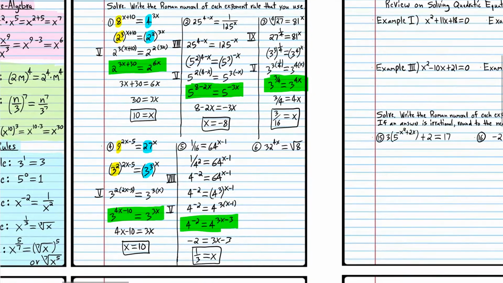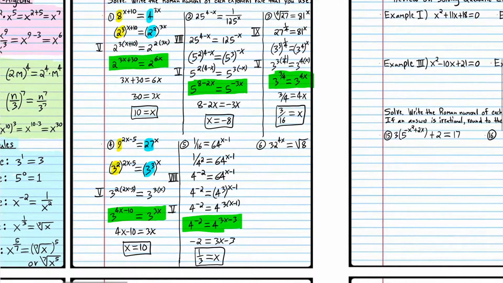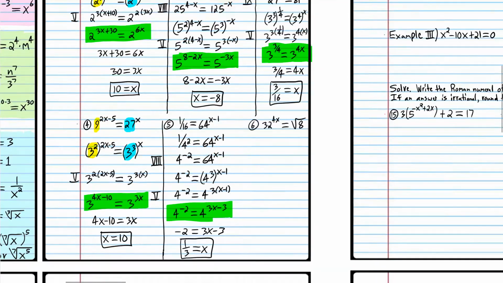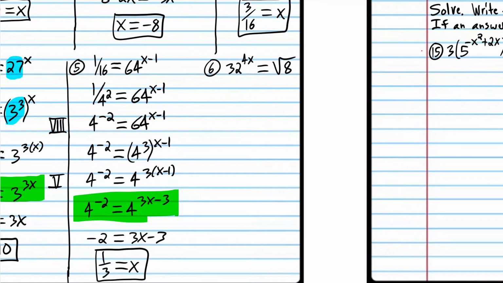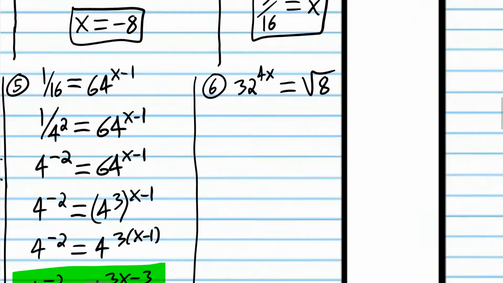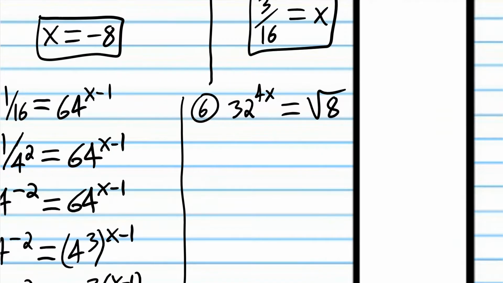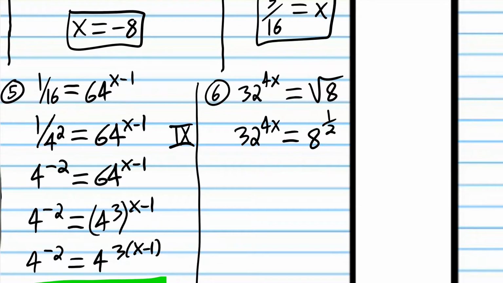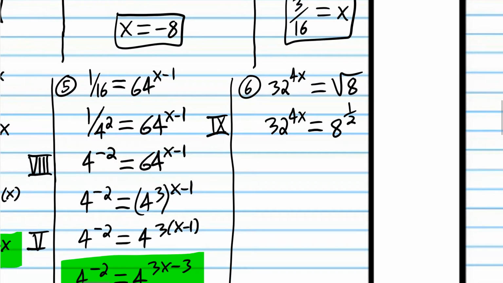Go ahead and try number 6. You can use number 3 to help you, and when you come back, we'll do it together. All right, we're back. So first of all, let's use rule number 9. So that root 8 becomes 8 to the 1/2 power. And I can't change base 32 to base 8, and I can't change base 8 to base 32. So I'm going to have to change both bases.